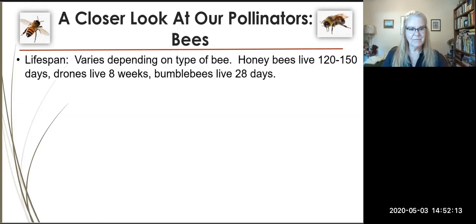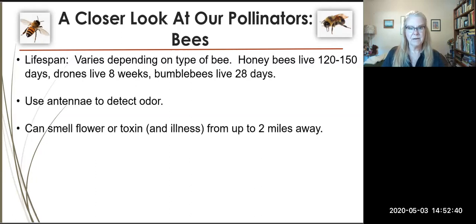Okay, so just some general facts so we understand them a little better. Lifespan varies depending on type of bee. The honeybees live anywhere from 100 to 150 days. Bumblebees live up to 30 days, so not a long lifespan. They use their antenna to detect odor, so we want to make sure we have a lot of cool smells in our garden. They can smell flower or toxin smells and illness. Actually, they can smell cancer from up to 2 miles away.